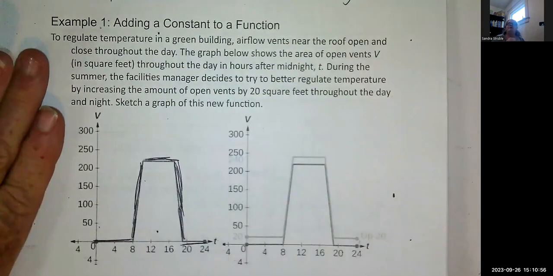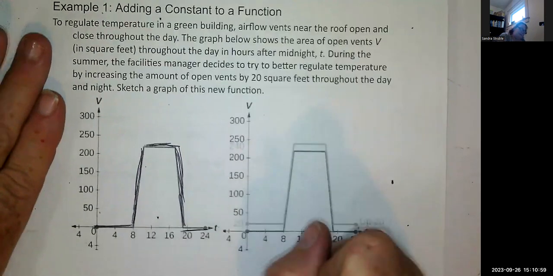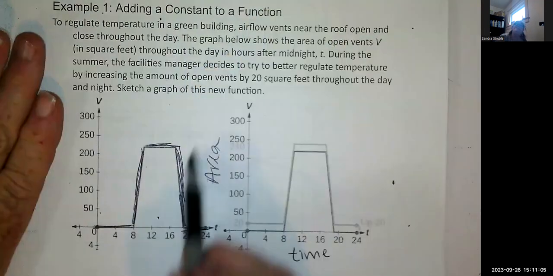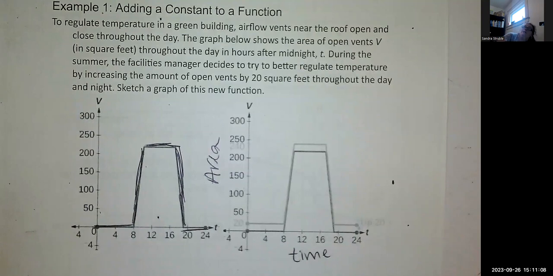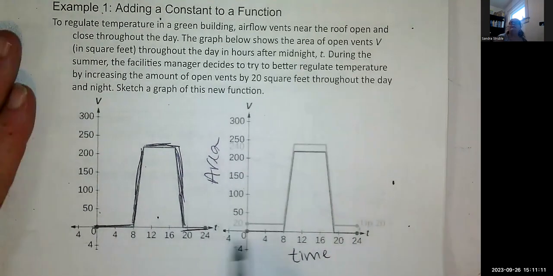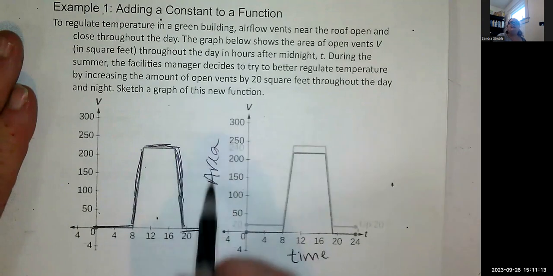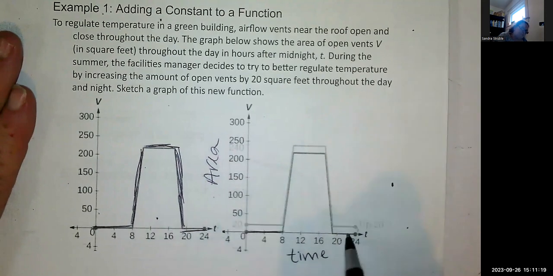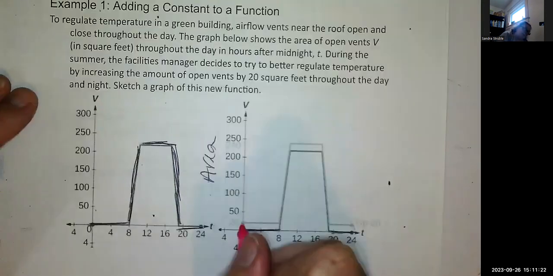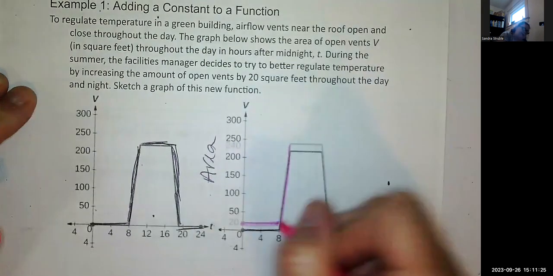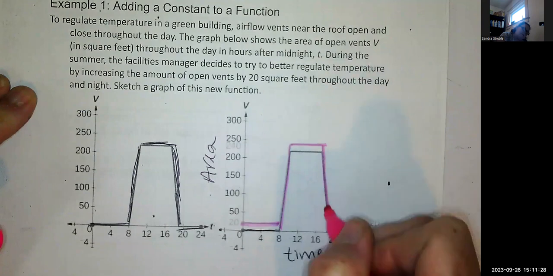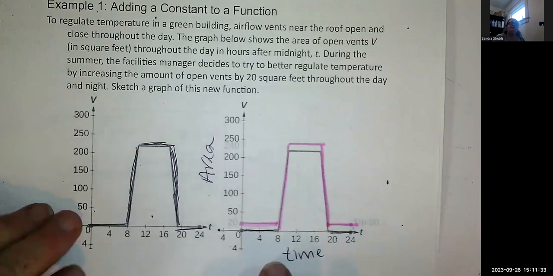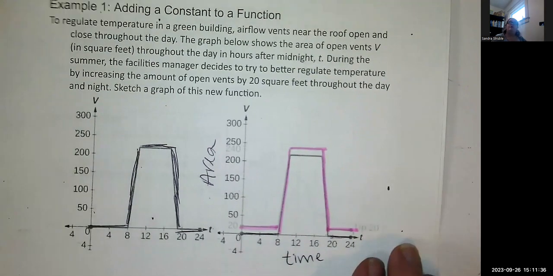The new one is a vertical shift. So it has to do with down here is time, over here is area. And he's increasing the area, and you know time is always the independent variable, which would be along your x-axis. So the area has to increase, which means this is a vertical shift. So from the original, he is now increasing it by 20. And everything else is going to stay the same in the time aspect of it, but the square footage of the area is going to increase by 20 square feet. Okay, that is a vertical shift.